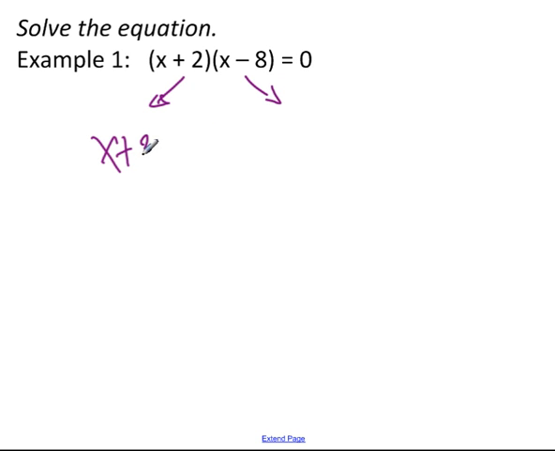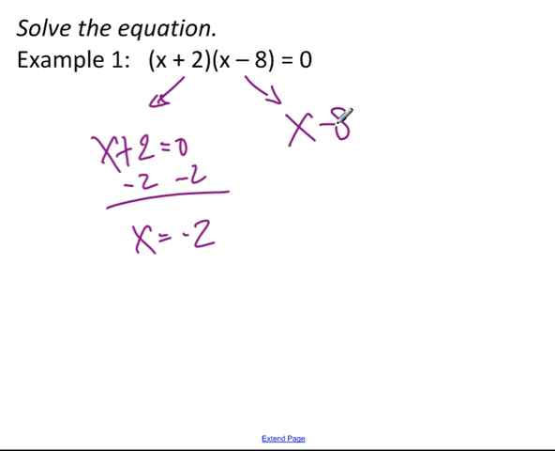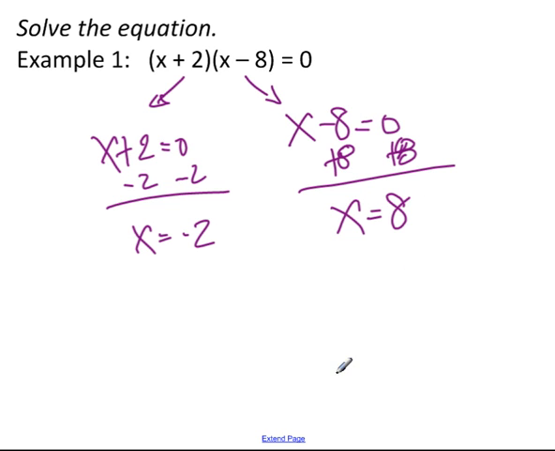What if x plus 2 equals 0? Well, what would x be? Subtract 2, subtract 2. So x equals negative 2. Same thing here, x minus 8. What if that was the one that equals 0? Add 8, add 8. Oh, those are some horrible 8s. I do apologize. So x equals 8.